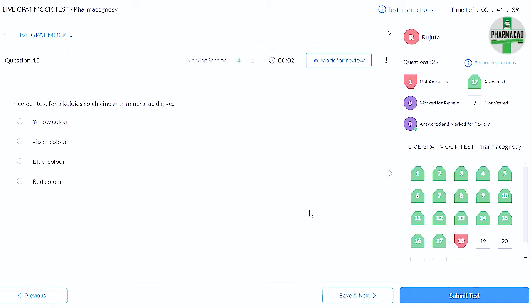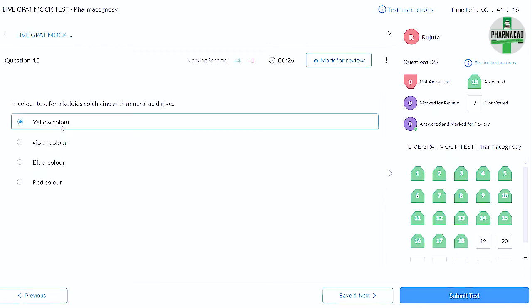In the color test for alkaloids, colchicine with mineral acid gives what color? This is a direct question. If you know, I'll attempt it. Anyone recollects? Yellow color? Yes. Correct. The answer is yellow color. So this is again a direct question. If you have it in memory, you will be able to answer that. See, one question you will get like this.